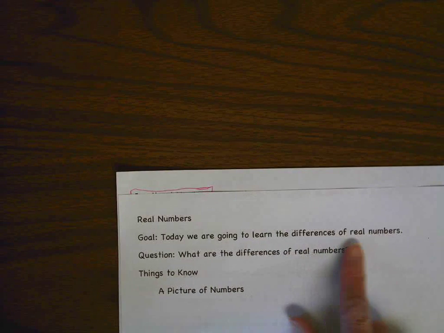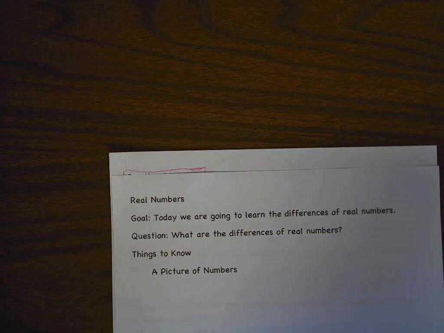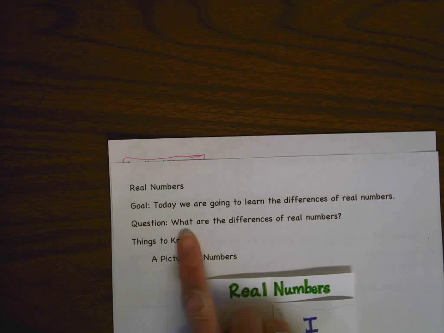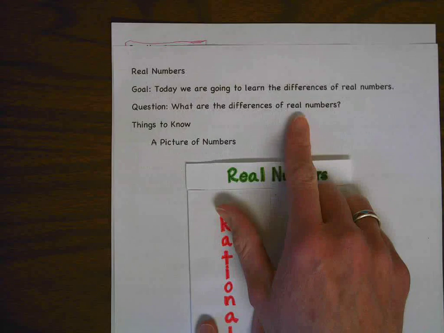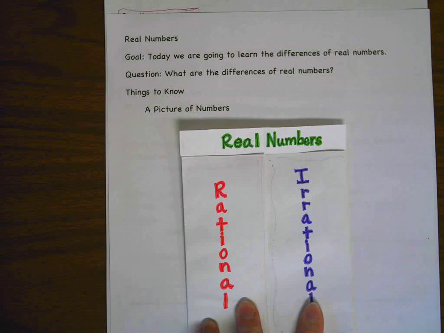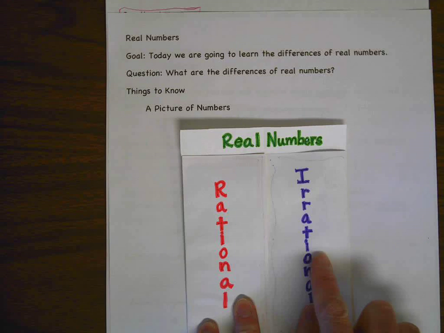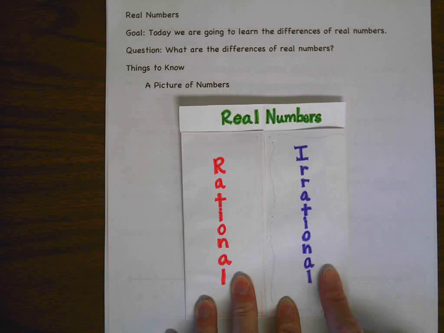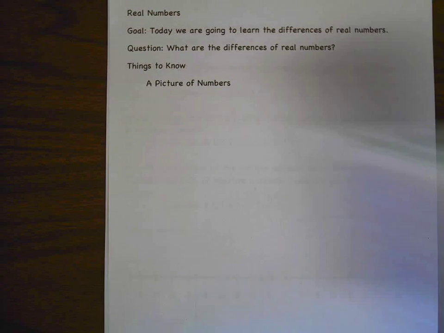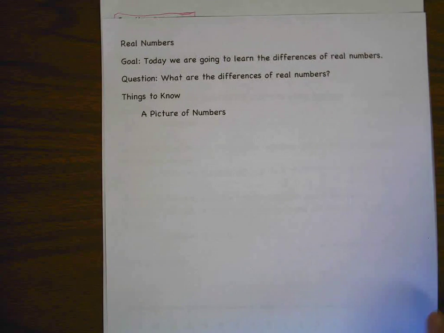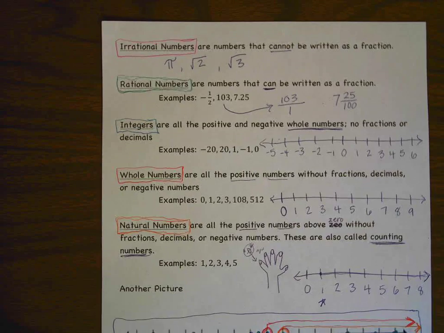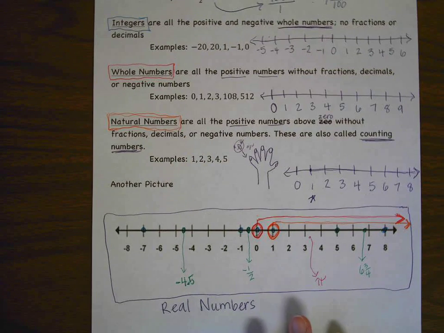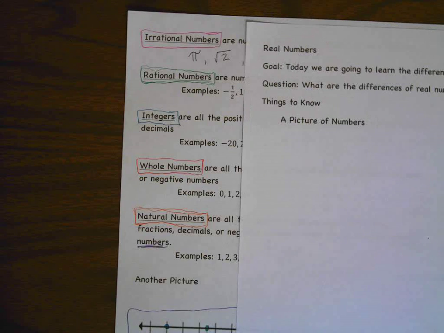Okay, so let's go back to our goal one more time. Today we are going to learn the difference of real numbers, and we did that by our flip book and by our number line on the next page and our definitions. And then what are the differences of real numbers? The two main differences are what? We have real numbers. The two main differences is that some are rational and some are irrational. Okay? And so now you have a good picture, a good definition with all these different definitions of the different kinds of numbers that we have.